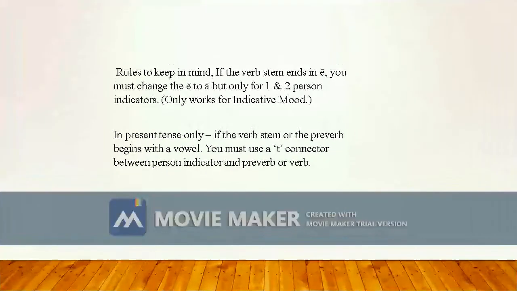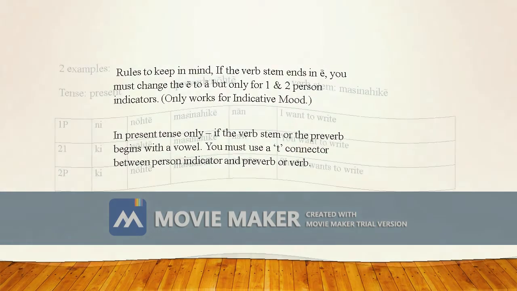To keep in mind, if the verb stem ends in E, you must change the E to a, but only for first and second person indicators. Only works for indicative mood. In present tense only, if the verb stem or the preverb begins with a vowel, you must use a T connector between person indicator and preverb or verb.